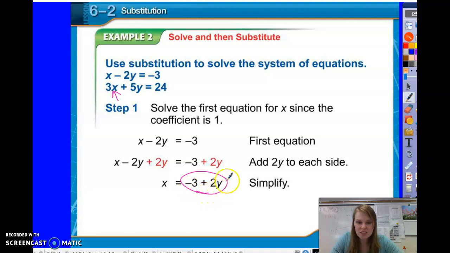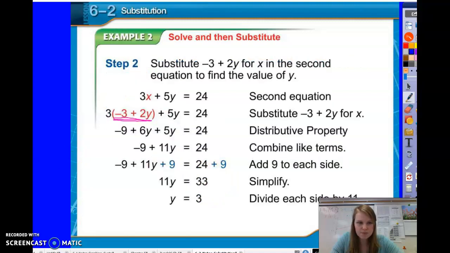Now that you've got this definition, plug this in for x here. So 3 times this stuff plus 5y equals 24. 3 times that guy plus 5y equals 24. Do math. We need some Jeopardy music.